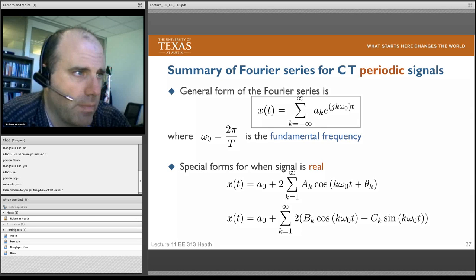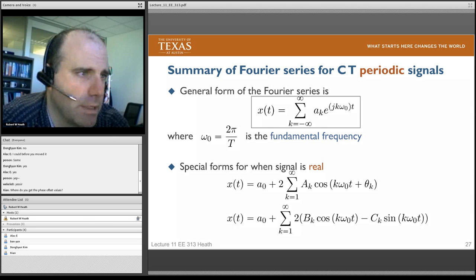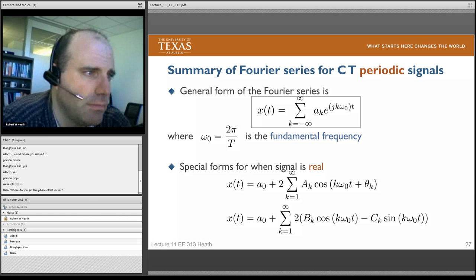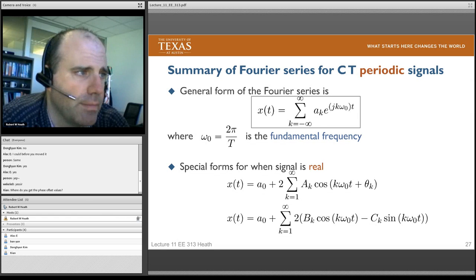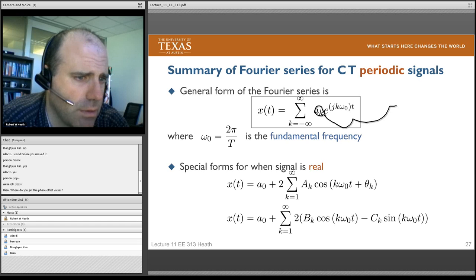Okay, all right, so let me summarize here that a periodic signal can be written as a sum of complex exponentials. Omega naught, which is 2 pi over T, is the fundamental frequency, and there's a special form of the signals when they're real, as either cosine with phase shifts or a cosine and a sine.